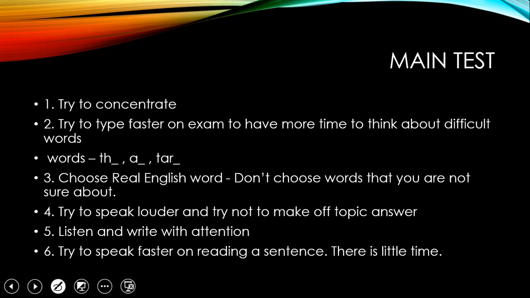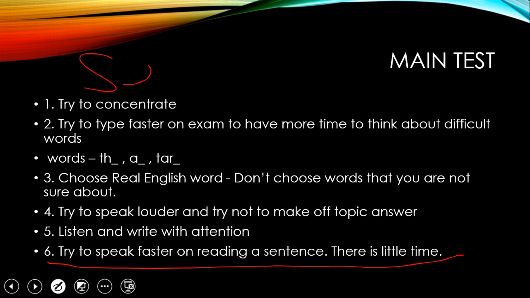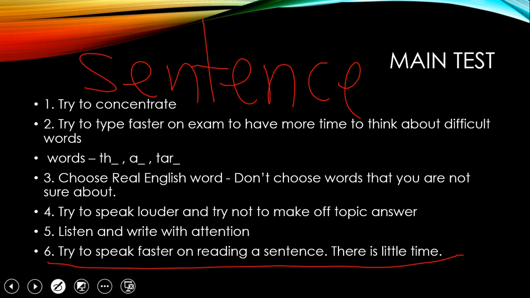Try to speak faster when reading a sentence. There is little time. Once I couldn't manage my time and I lost my points. There will be a sentence here, and try to read that sentence loudly and faster to manage time. And this is enough for the main part.